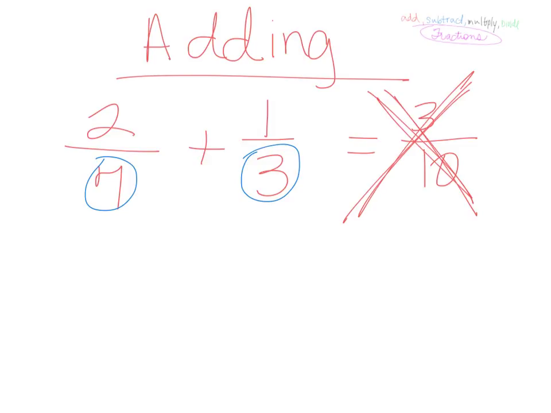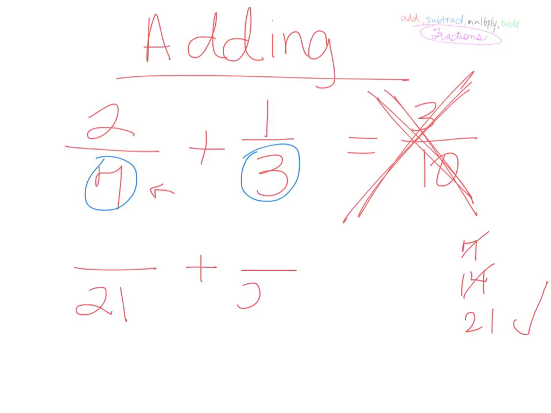So what I tell my kids to do is to start out with the biggest denominator. In this case it's 7. 7 is bigger than 3. And you count by 7s until you find a number that 3 can go into. That way you know it's a multiple of both numbers. Okay, so let's start with counting by 7s. 7. Can 3 go into 7? No. What's next? 14. Can 3 go into 14? No. What's next? 21. Can 3 go into 21? Yes. Okay, so that's going to be our common denominator.